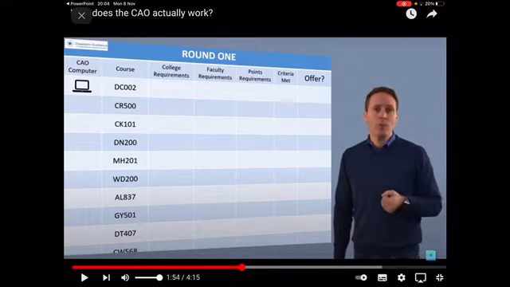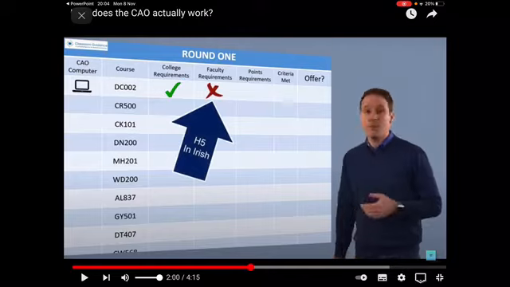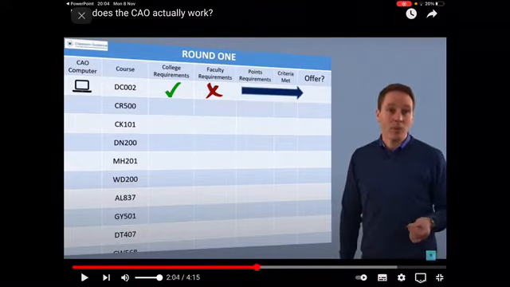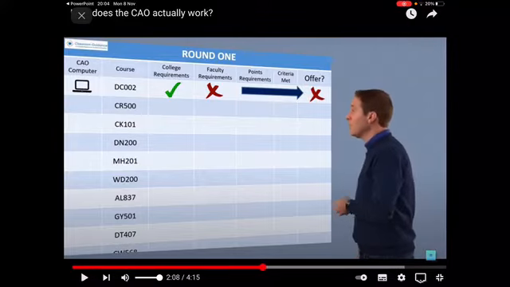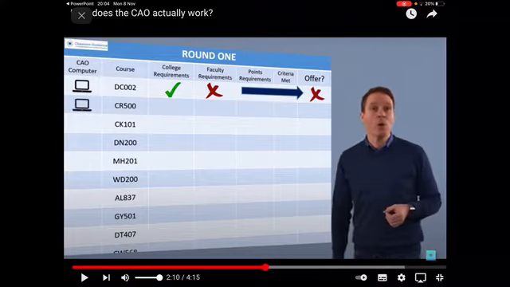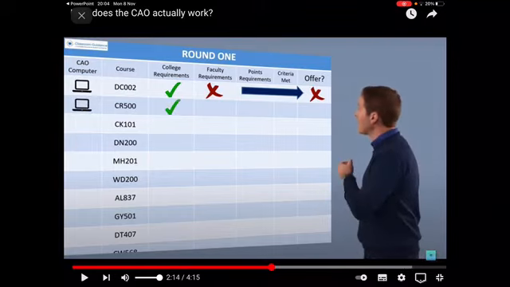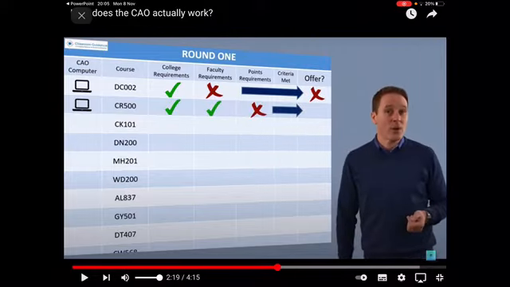So for course number 1, primary school teaching in DCU, Seamus gets the college requirements, but he doesn't get the faculty requirements because he came in with a H5 in Irish and the minimum requirement for primary school teaching is a H4. So there's no offer given there. Now the computer moves down to preference number 2, which was engineering in CIT. He gets the college requirements, he gets the faculty requirements, but unfortunately he's 10 points short, so therefore no offer.